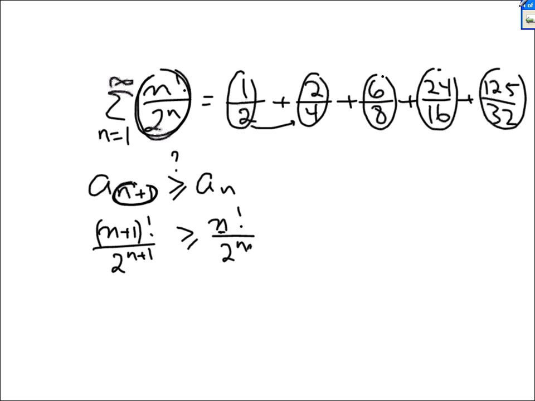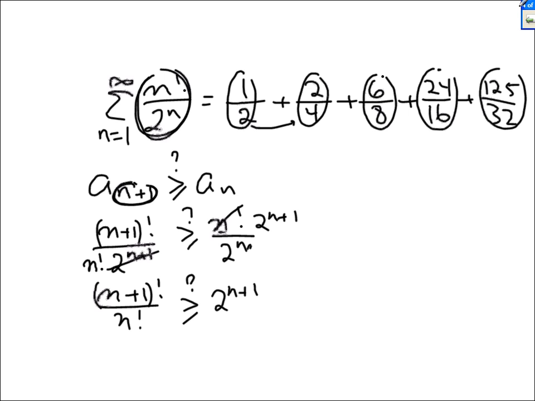Now, since these are all positive quantities, you can move them around and you don't have to change the sign, because nothing's negative. I can move this into the bottom. It's called division. I can move this into the top on the other side. So now I have n plus 1 factorial divided by n factorial. Is it bigger than or equal to 2 to the n plus 1 over 2 to the n?